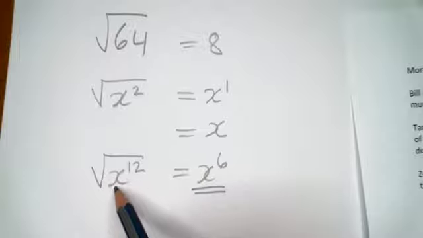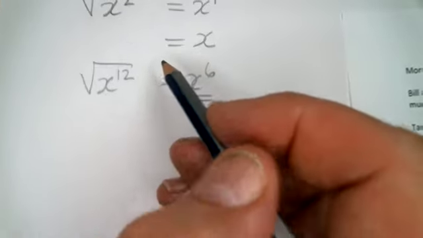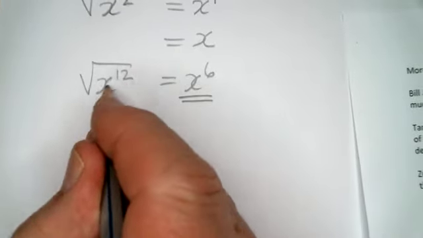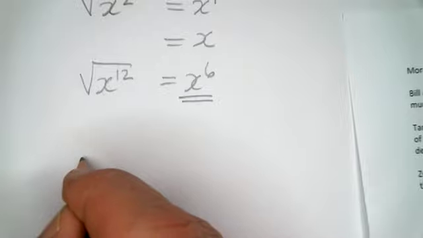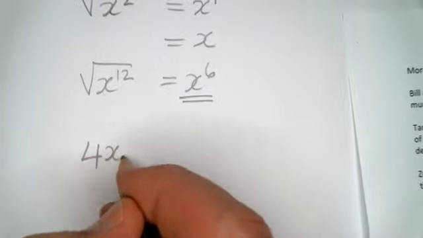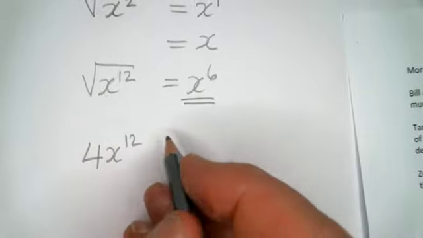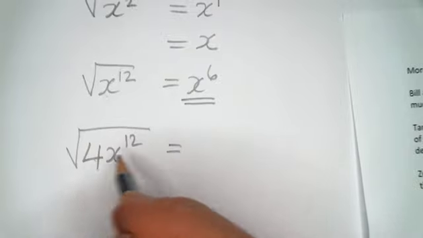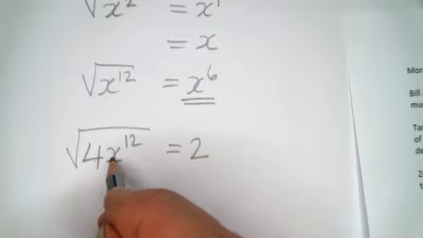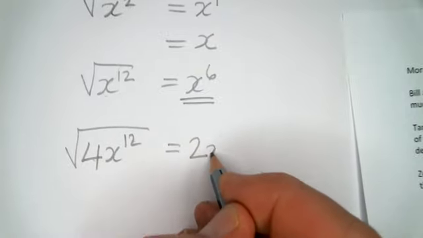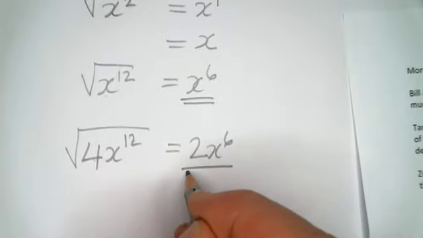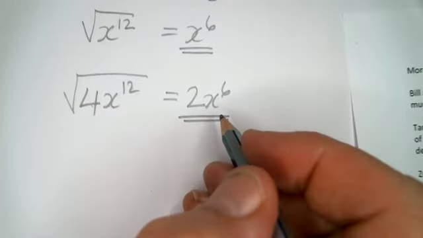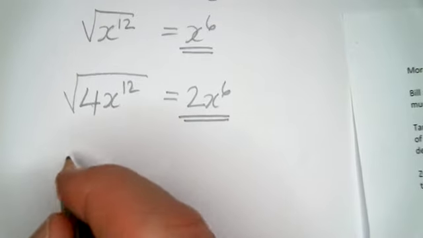So now we can combine the idea of having a number, or if you like a coefficient, and an x. So let's have a look. Let's say, for example, we'll use 12 as an example. Let's say I've got 4x to the 12, square root. Well, now we know the square root of 4 is 2, and we know the square root of x to the 12 is x to the 6. And there's my solution.